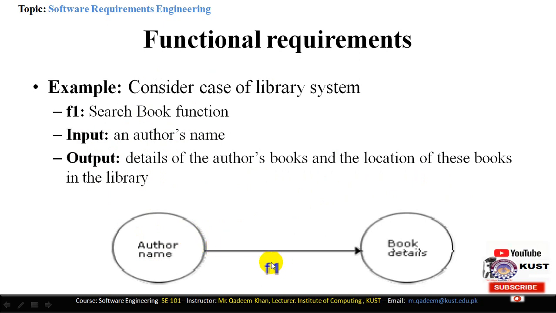So when F1 is executed, it will provide the book details. Book details include all the names of the author's books, the books written by the particular author we provided as input, and also the location of these books in the library. It means the shelves where these books are located. So here we will provide the list of the books and the location of each book in the form of a list.